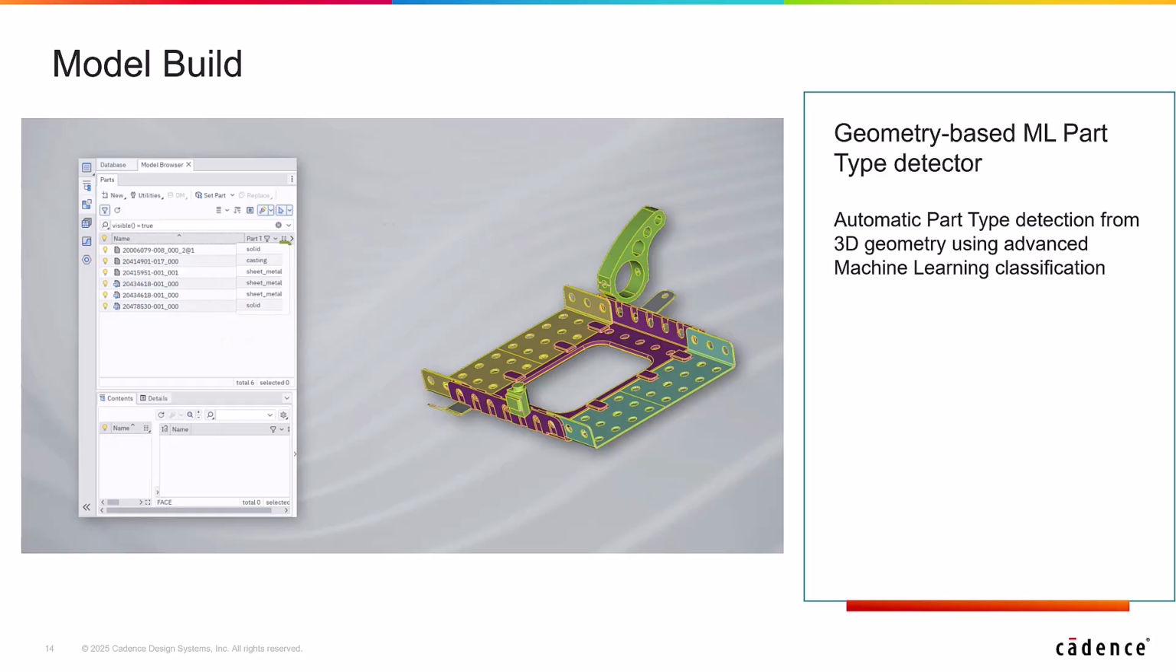The classifier can recognize a wide range of part types, including sheet metal, casting, extrusion, tube, fasteners, and solids. This is especially valuable when the part type isn't clearly defined in the PLM system, or when existing data is unreliable due to poor quality or high complexity.